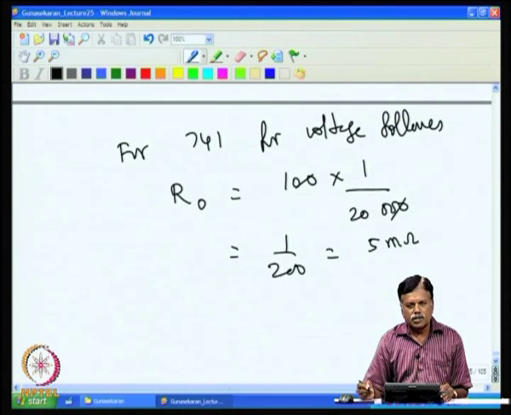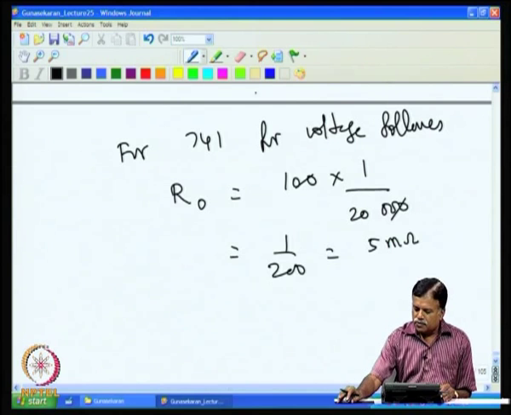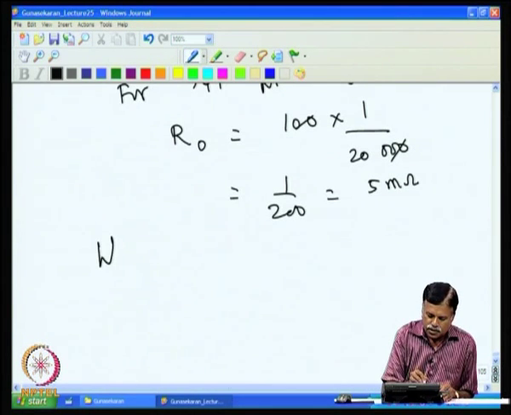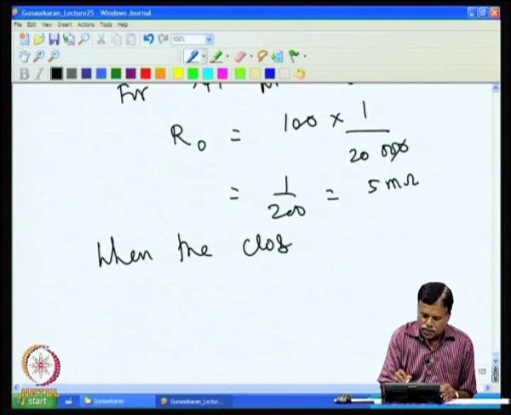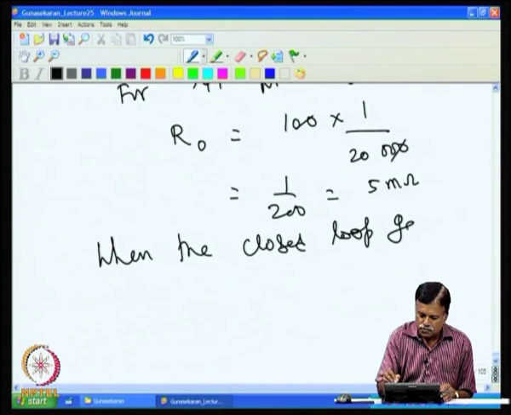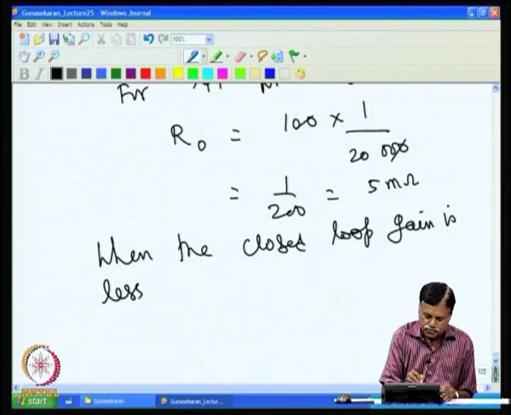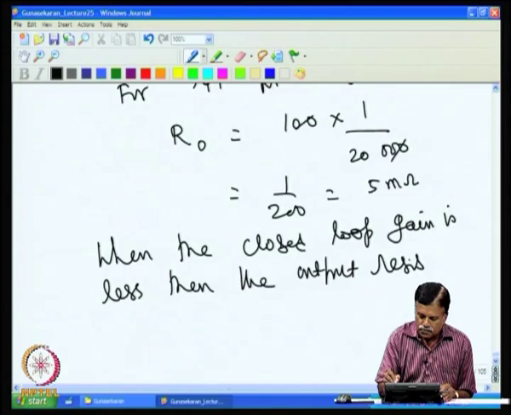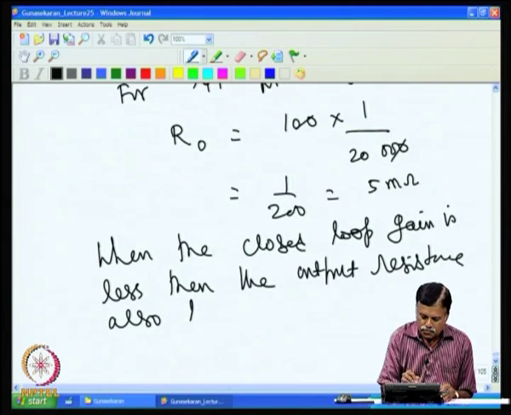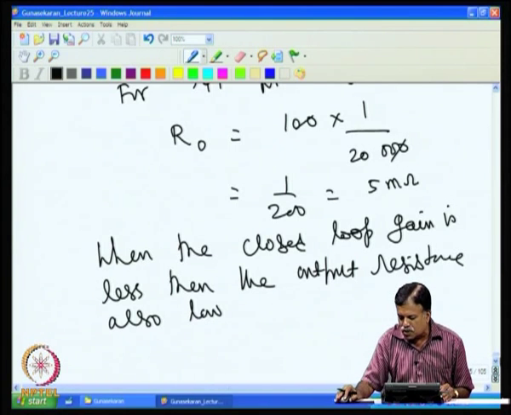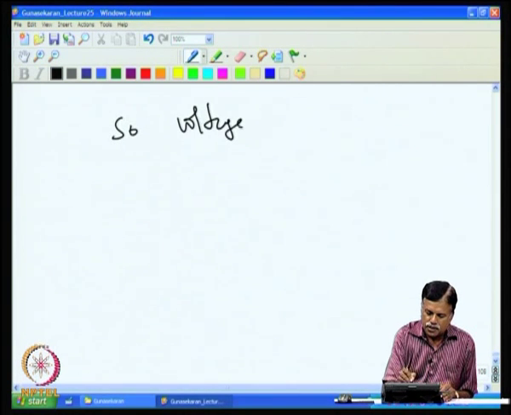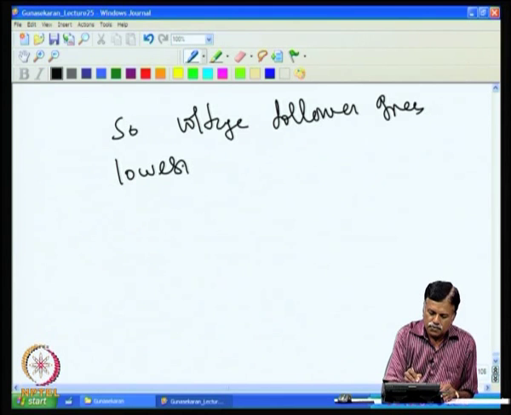So when the closed loop gain is less, then the output resistance also comes down. That is why the voltage follower gives the lowest output resistance.